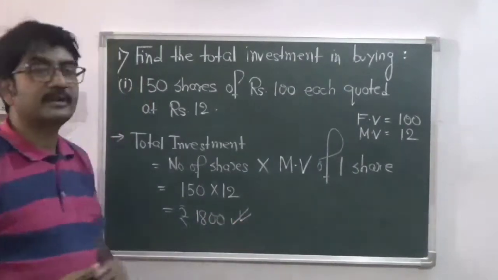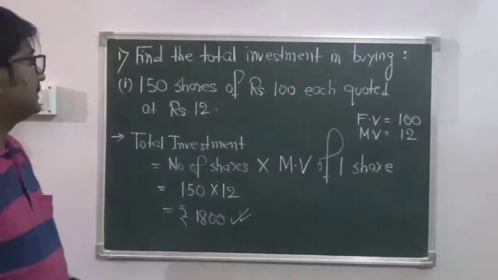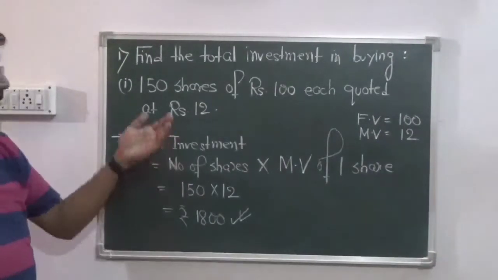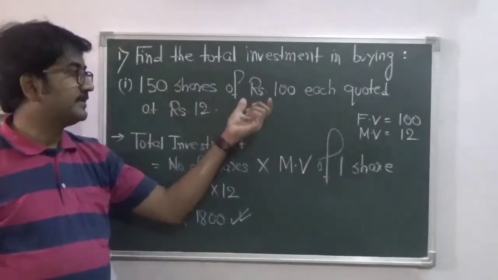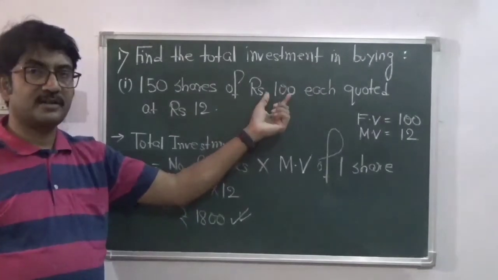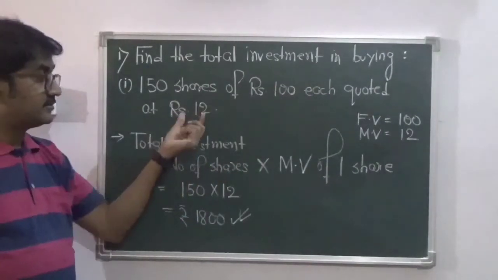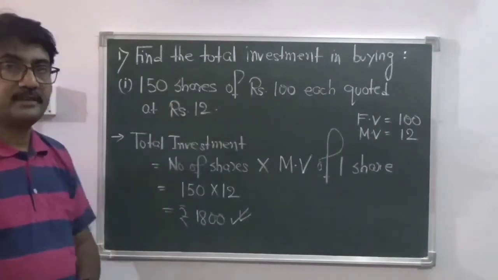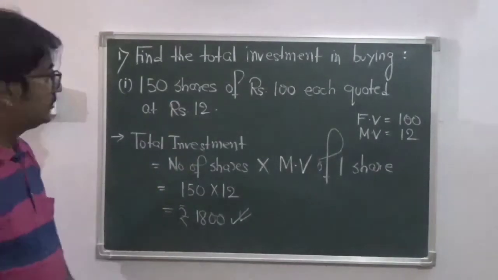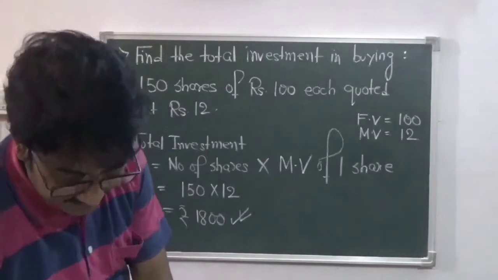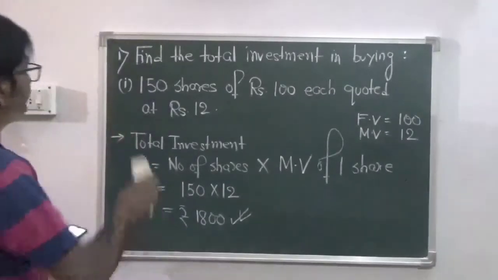So this is the total investment on the purchase of 150 shares, whose face value is rupees 100 each and which is quoted at rupees 12. So this 12 is only the market value, right? Now we move on to the next part.